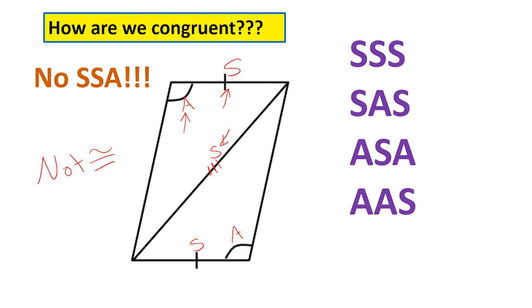Alright, so we've discussed four of our theorems for proving triangle congruency. Hopefully you understood the lesson, and that was our last example.